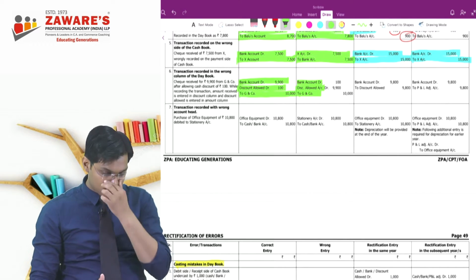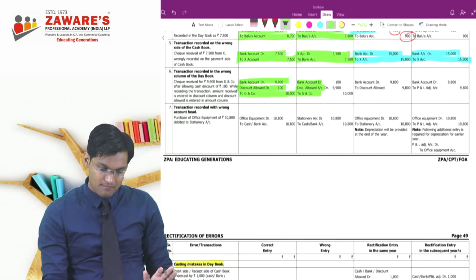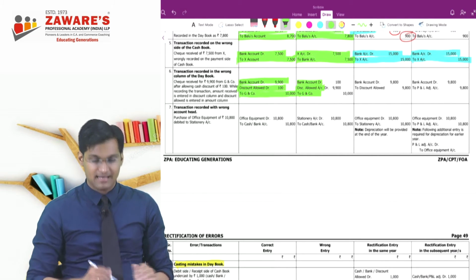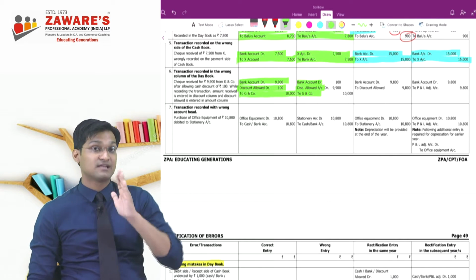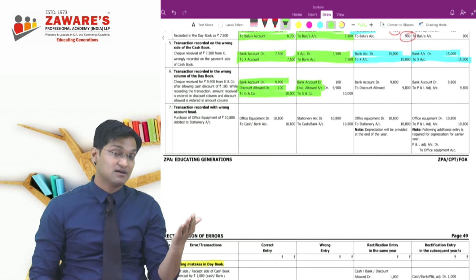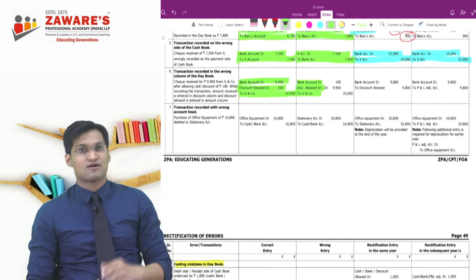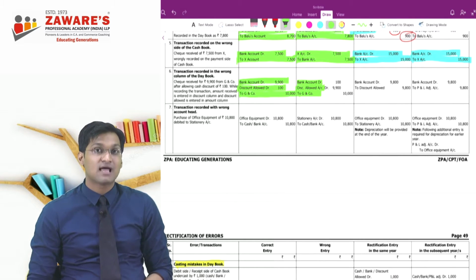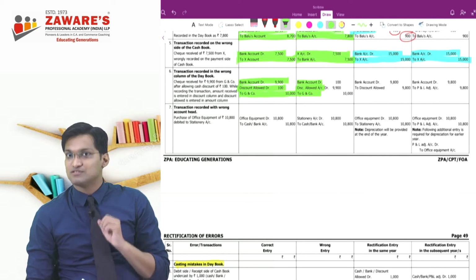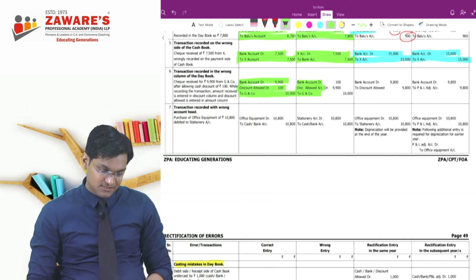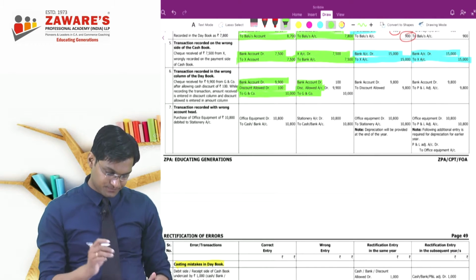Yes. Now how we will rectify this error? Very simple. Bank account debit 9,800 to discount allowed account debit 9,800. And now if this error is rectified in the subsequent year, discount allowed account will be replaced with profit and loss adjustment account. So your entry will become bank account debit to profit and loss adjustment account credit.